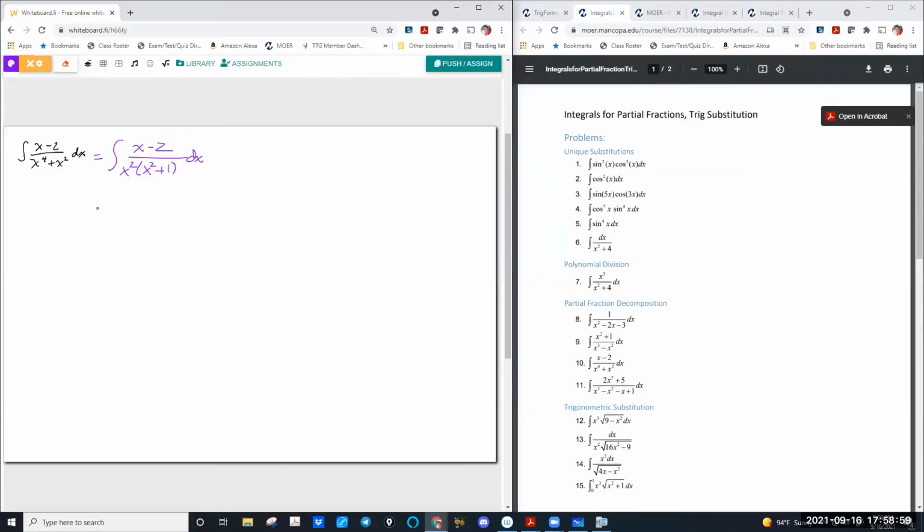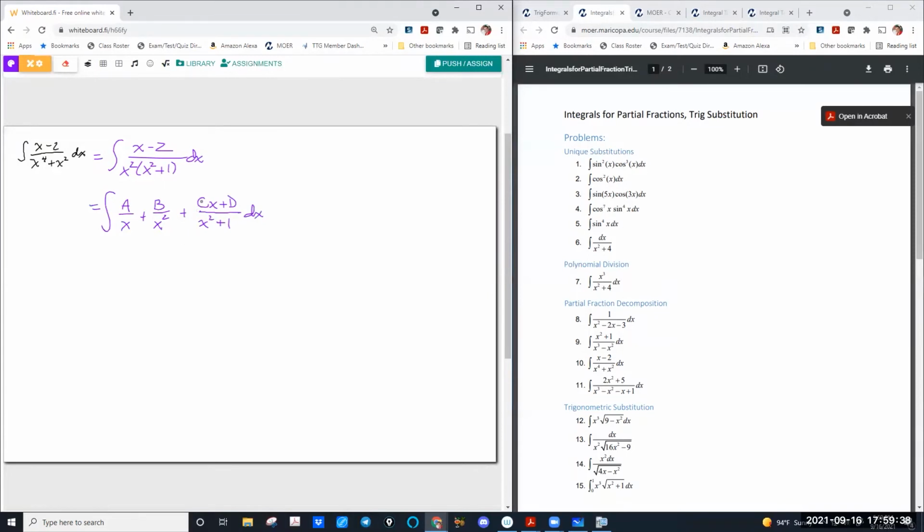So let's talk about what that looks like when we go about setting up our system. We know how to handle a repeated root. When it's linear, it's just a over x plus b over x squared. We handle all the iterations up to whatever max power this is. When you have x squared plus 1, an irreducible quadratic, you have to account for the fact that the numerator might be linear. So what does that look like? Cx plus d.